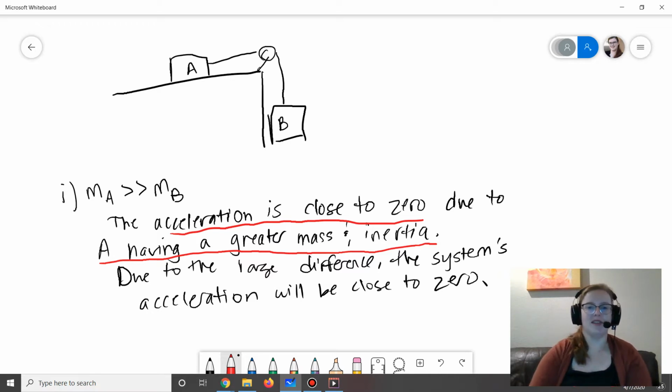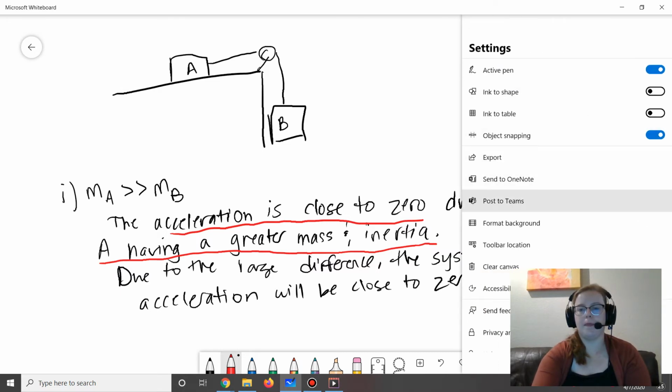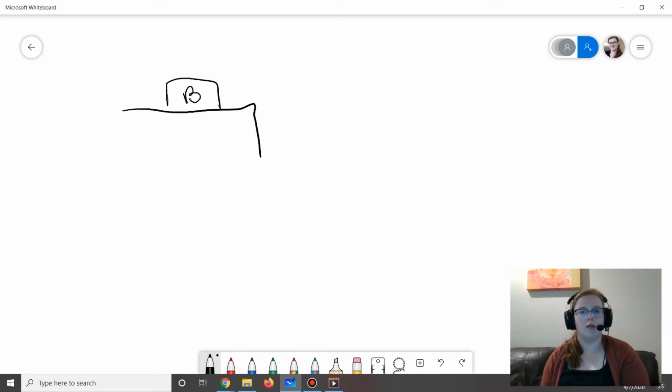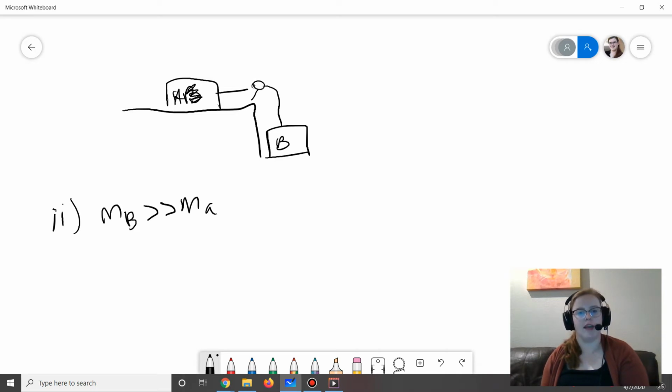watching. So let's go ahead and move on to part 2 of this problem, where we're going to be looking at B having a way, way larger mass. Go ahead and get this down if you need it, and I'm going to clear the board. Or maybe I should, whatever. I've committed. So now we have part 2 where the mass of B is much, much greater than the mass of A.